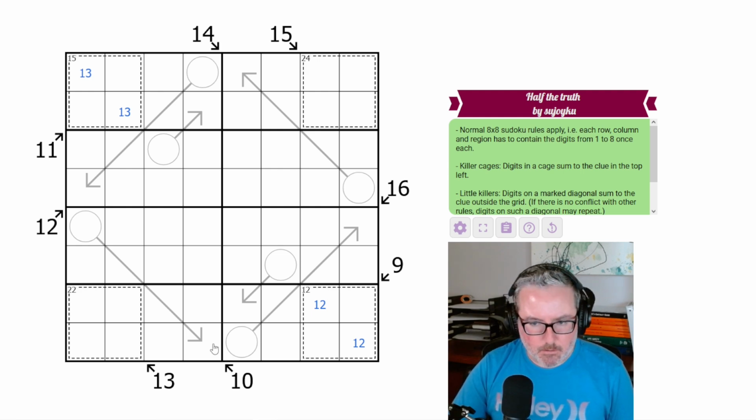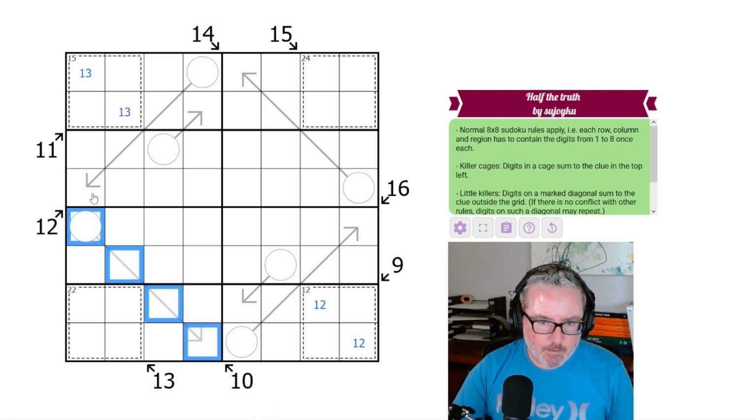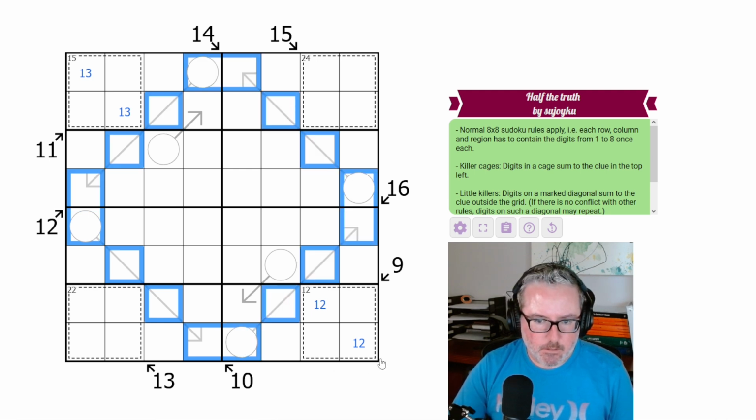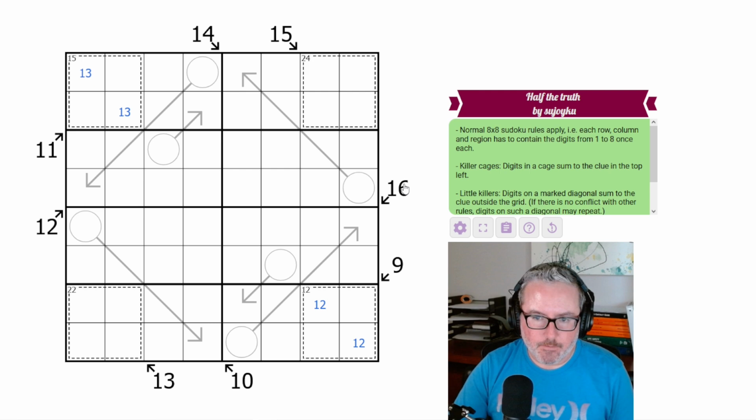But the other thing to look at is that we have a very interesting reconciliation, I guess, or working together in some fashion of these little killer clues and the arrows. So what do we know?